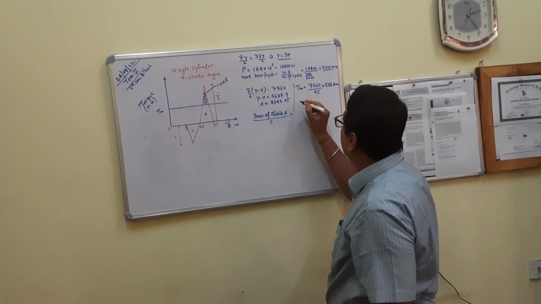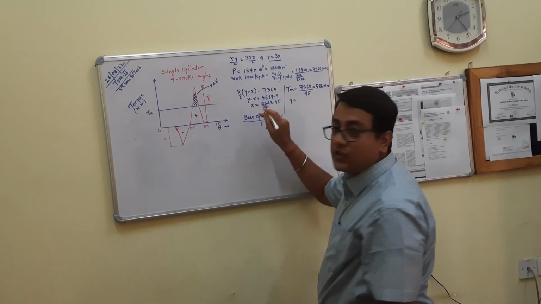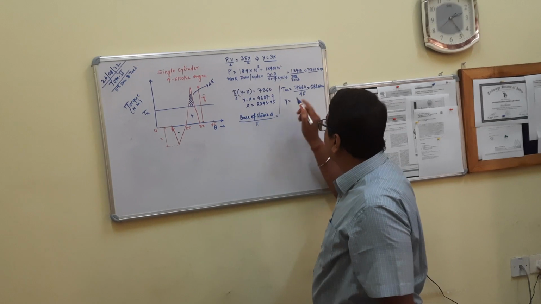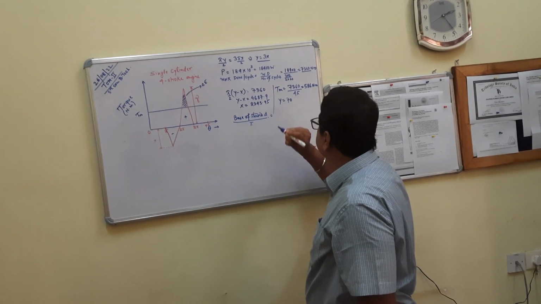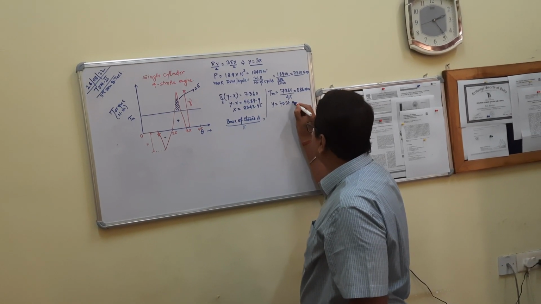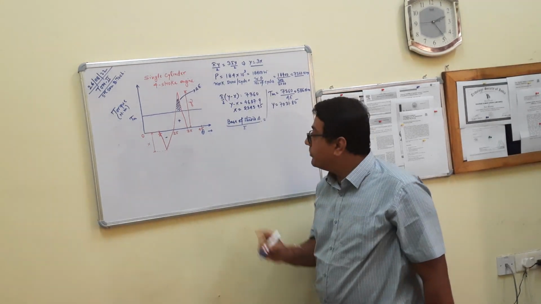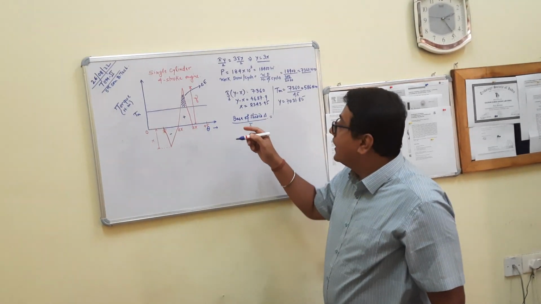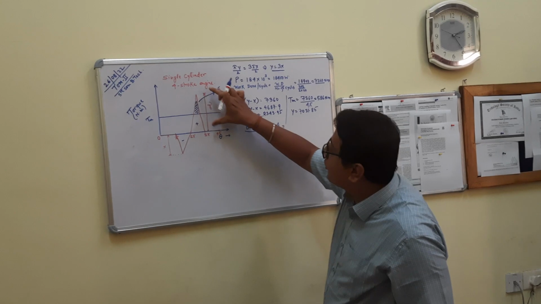So let us find out the value of y also. y is equal to 3x. So if you multiply 3 into this value, this will be around 7031.85. Okay, so base of shaded triangle upon pi will be equal to this upon total y.